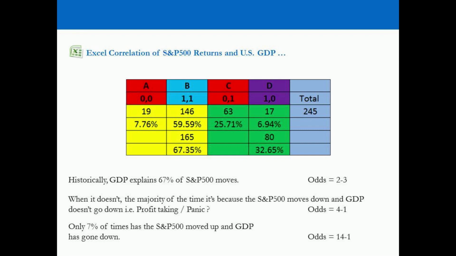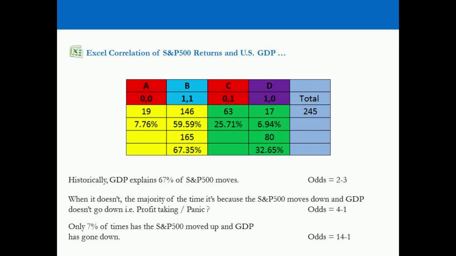60% of quarters. So we've got a total of 245 quarters. The S&P 500 goes up, and then after that move, GDP is reported as being positive versus the last quarter. 146 quarters out of 245. 19 are reported as S&P 500 moves down, and then GDP is reported down. So they both move in the same direction 67% of times. 67% of quarters in the last 60 years.